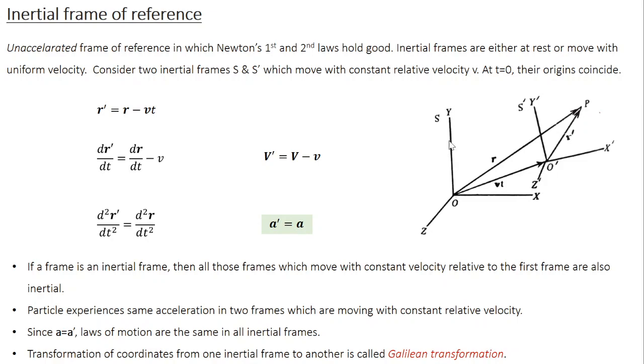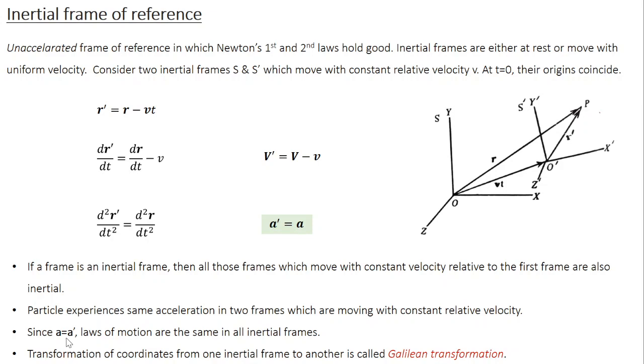So I said these two are inertial frames and they move with constant relative velocity, or I can state in the opposite way. If a frame is an inertial frame, then all those frames which move with constant velocity relative to the first frame are also inertial. This is the first inference from this exercise. What is the second inference? Particle experiences same acceleration in two frames which are moving with constant relative velocity. Or you can say particle experiences same acceleration in two inertial frames.